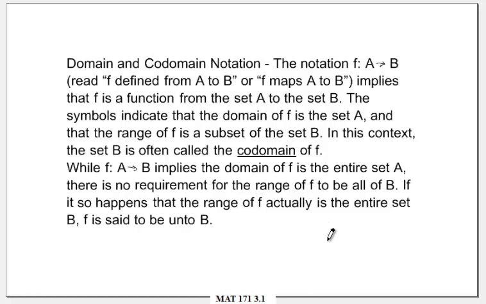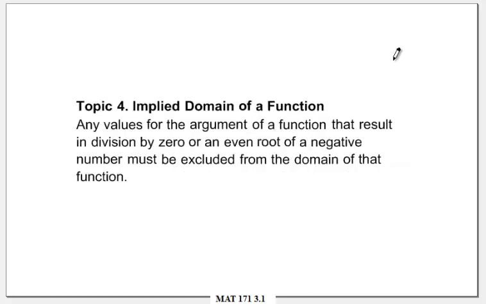While f maps from A to B implies the domain of f is the entire set A, there is no requirement for the range of f to be all of B. If it so happens that the range of f actually is the entire set B, f is said to be onto B.